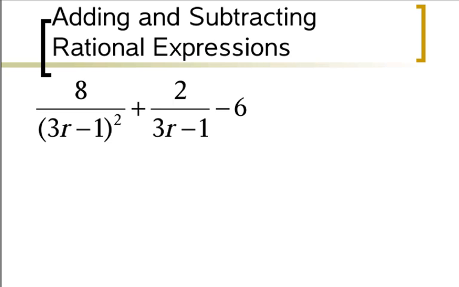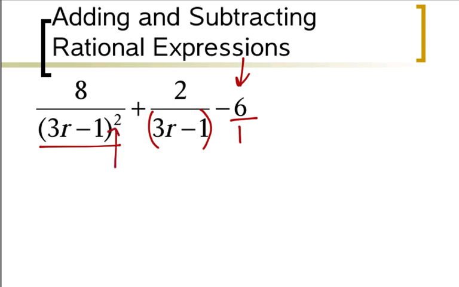And here's one more example of adding when there's 3 fractions. And yes, I did actually say 3 fractions, even though the 6 is not written as a fraction, it really is. It's over a 1. So what I need to notice is that this 3r minus 1 needs another 3r minus 1 because this one has 2. So each one of them needs a 3r minus 1 squared.